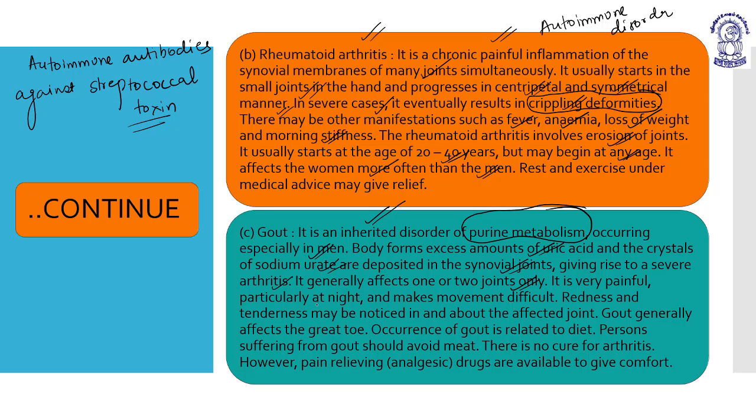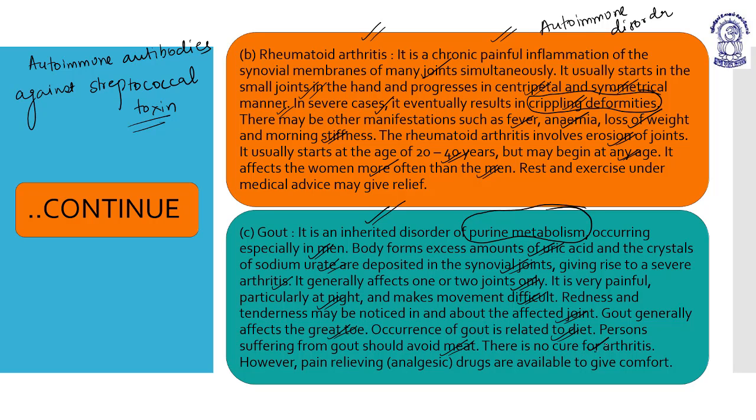It is very painful, particularly at night, and makes movement difficult. Redness and tenderness may be noticed in and about the affected joint. Gout generally affects the great toe. Occurrence of gout is related to diet. As a precautionary measure, he or she should not go for a high protein diet. Persons suffering from gout should avoid meat.